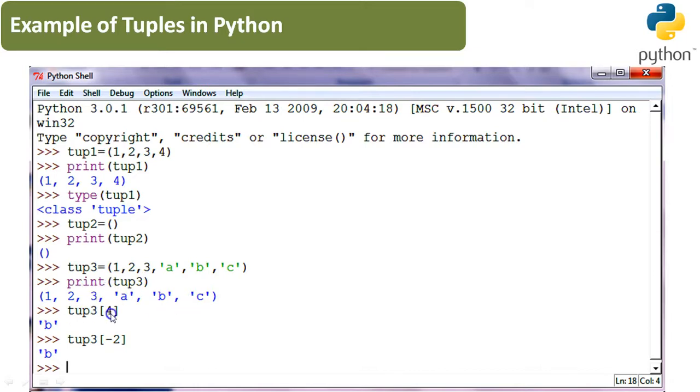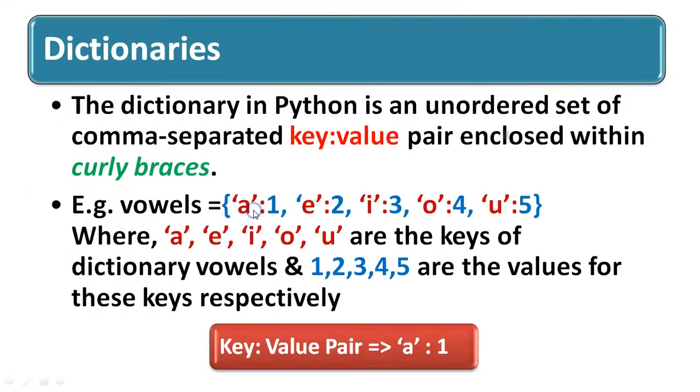I want the 4th element of this tuple. So 4th is 0, 1, 2, 3, 4. It's B. It's returning B. When I want the -2 element of this, C is at -1, and B is again at -2. So it returns B. It's like that. So now we are going to talk about dictionary.